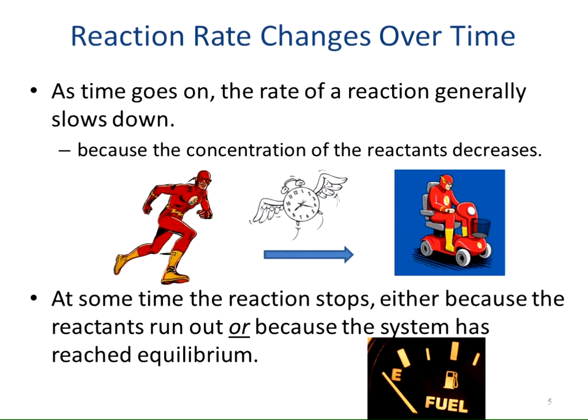Now, reaction rates are going to change over time. As time goes on, the rate of a reaction generally slows down. This is because the concentration of the reactants decreases. So initially the reaction starts off very fast, but over time, because you're losing some of those reactants you started with, the concentration is going down and the reaction is going to slow down. Because you've got fewer reactants, you've got less probability of the reaction actually occurring, the proper orientation, and the probability of those molecules coming together to cause the reaction.